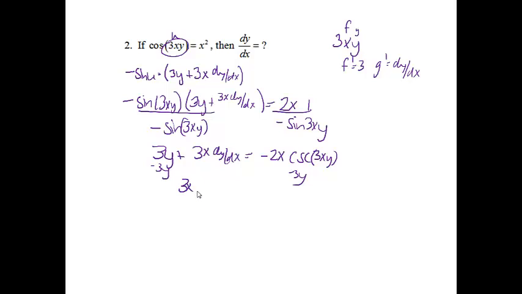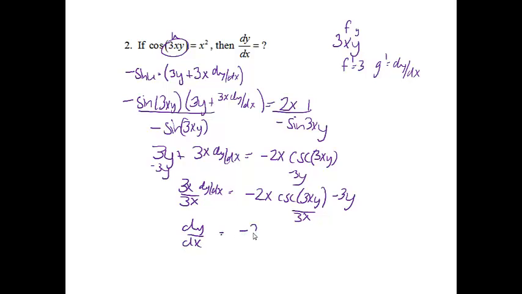So I will get 3x dy dx is equal to negative 2x cosecant 3xy minus 3y, and then my last step would be to divide by the 3x. So dy dx will equal negative 2x cosecant 3xy minus 3y, all over 3x.